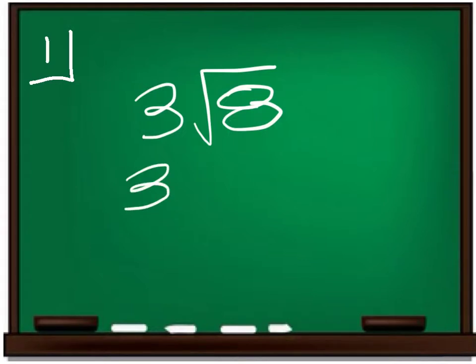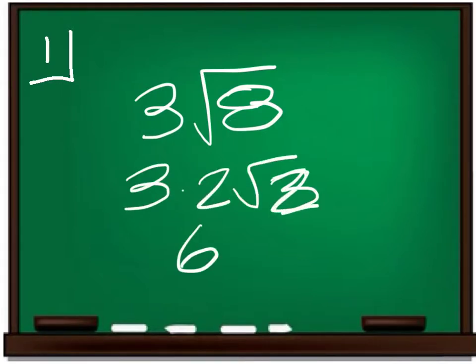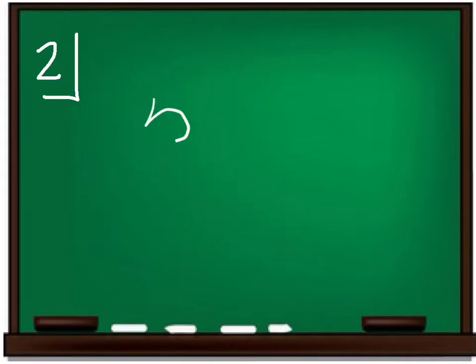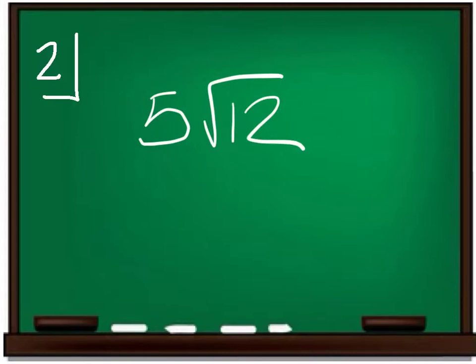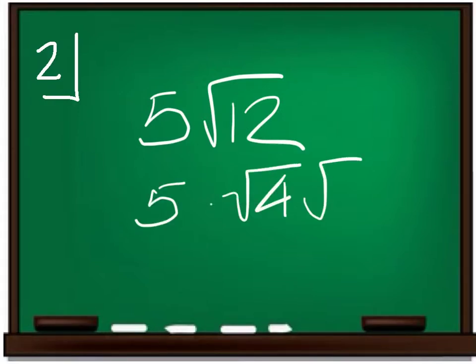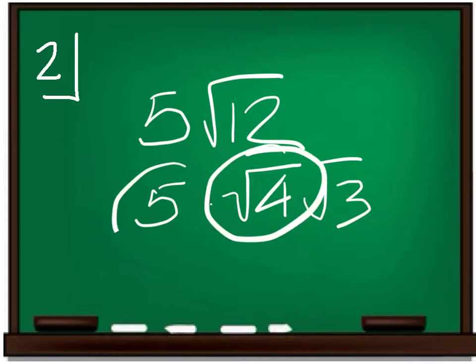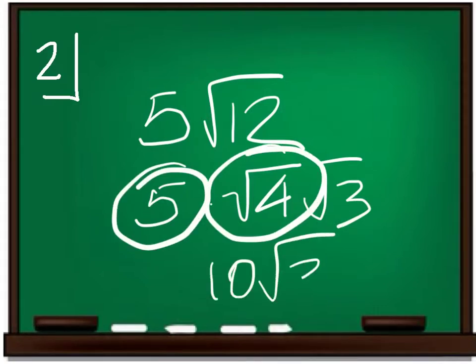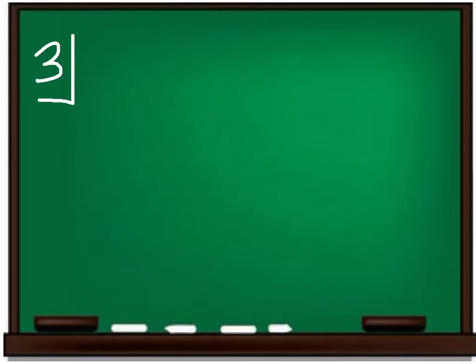This breaks down to 3, 2 square root of 2, which is 6. That should be a 2 there. 6 square root of 2. This one breaks up as square root of 4, square root of 3. This is a 2 times 5 is 10. 10 square root of 3.